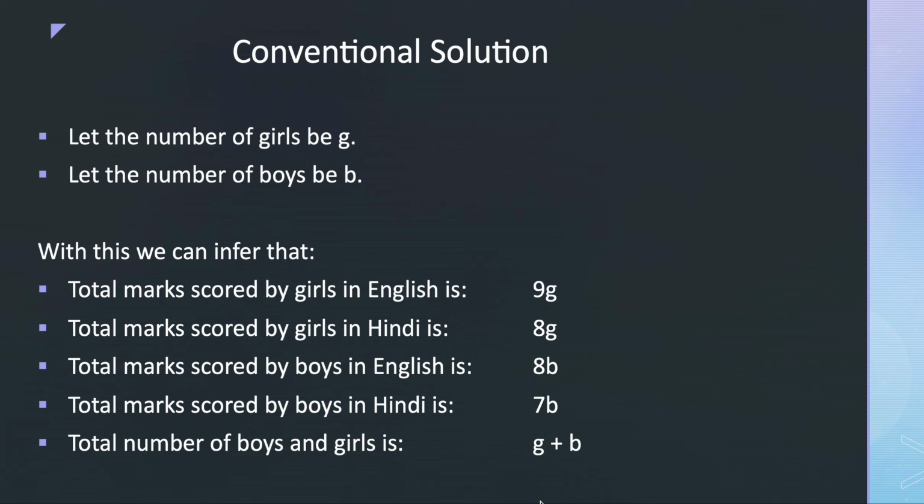Let's consider the number of girls to be G and the number of boys to be B. With this, we can get that the total marks scored by girls in English is 9 times G, because 9 is the average for girls in English. So the average multiplied by the number of girls would be the total marks obtained by girls in English. Similarly, the total marks scored by girls in Hindi will be 8 multiplied by G. Same way, the total marks scored by boys in English is 8B and the total marks scored by boys in Hindi is 7B. And the total number of students is G plus B.